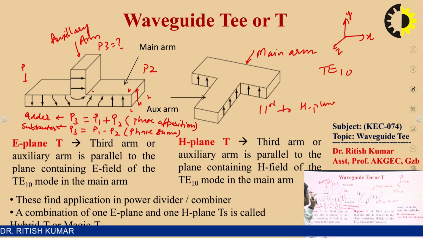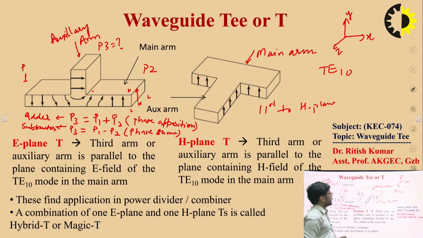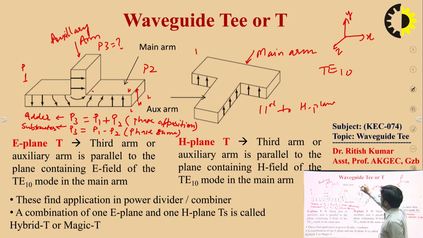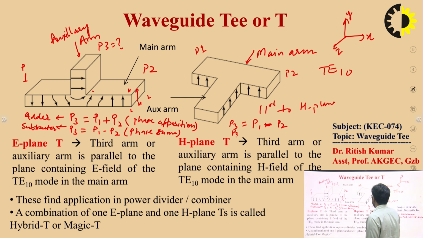Whatever we have observed in the case of E plane, we have the opposite in the case of H plane. So if we apply the input at port number 1 and port number 2 in phase opposition, then the power would be P1 minus P2, and in the same phase it would be P1 plus P2.